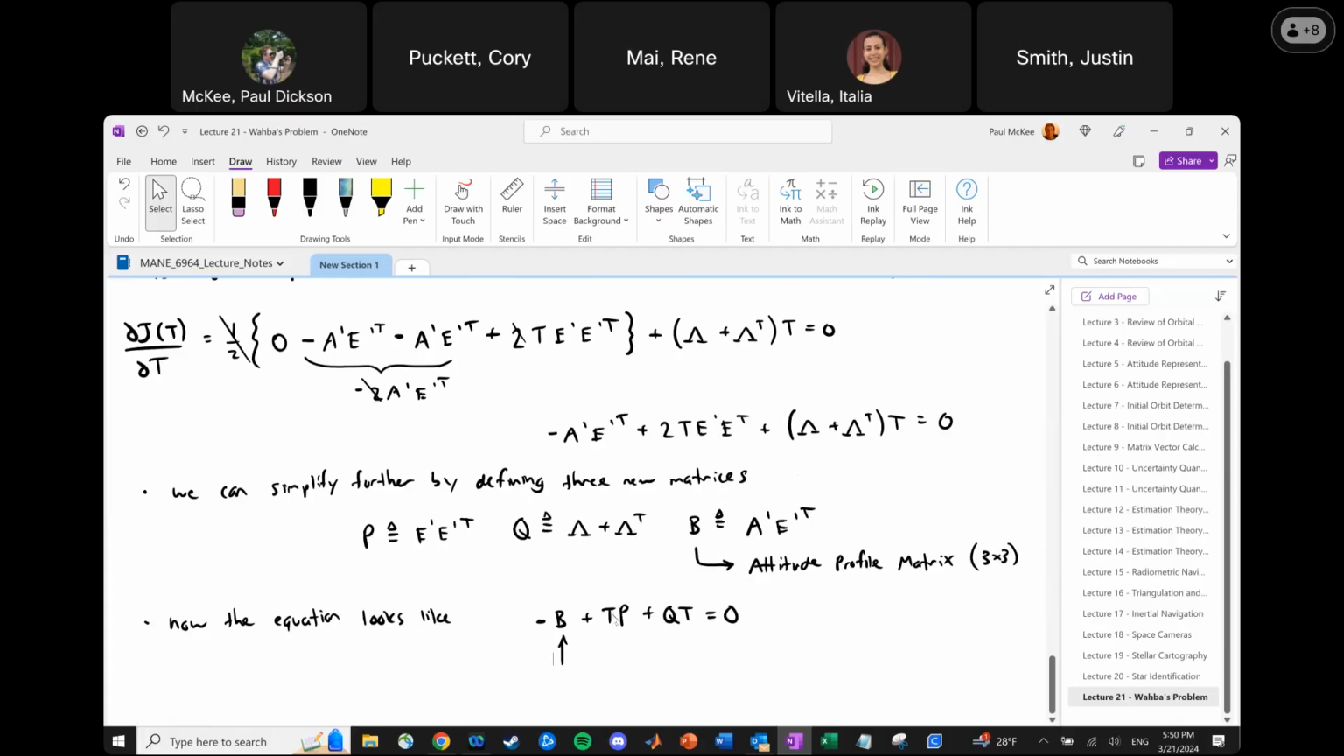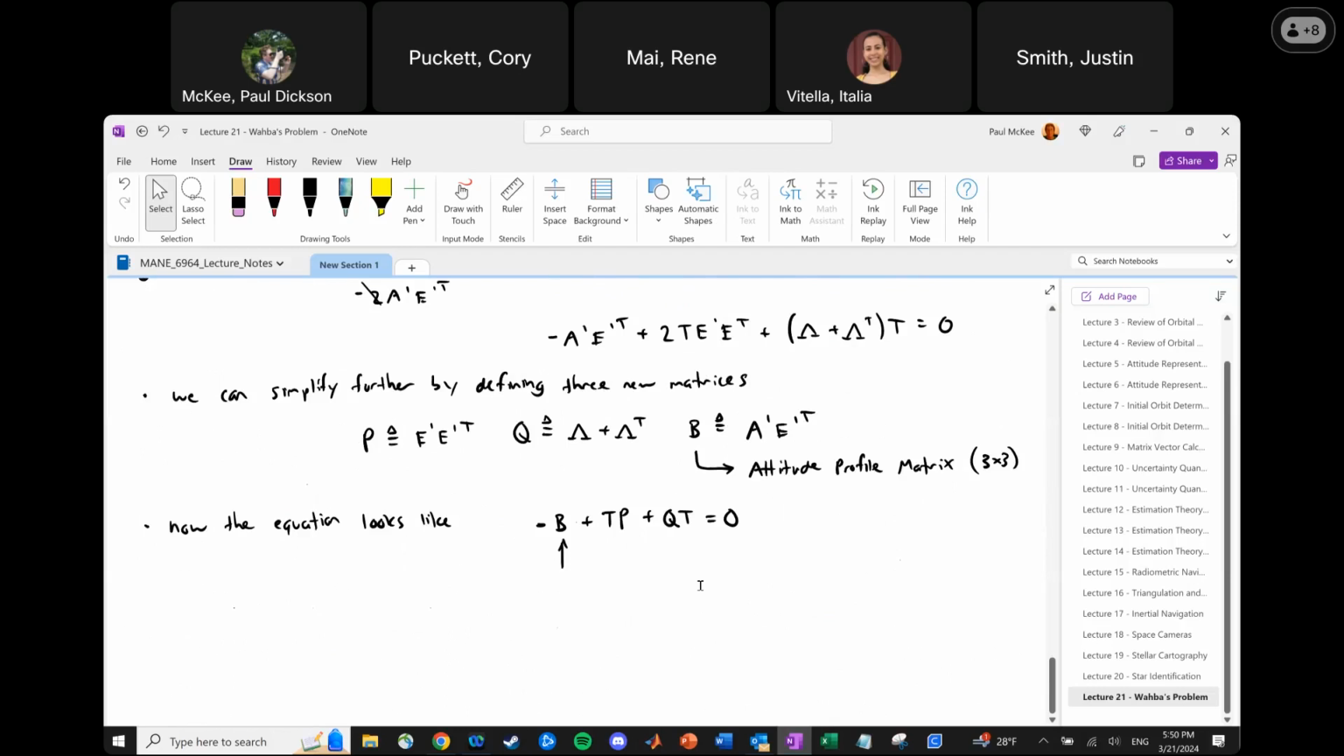Okay. T is what we don't know. P is also something that we do know. It's made entirely out of E. Q is based on the Lagrange multiplier, which we don't know. So we're not sure about Q and we're not sure about T.